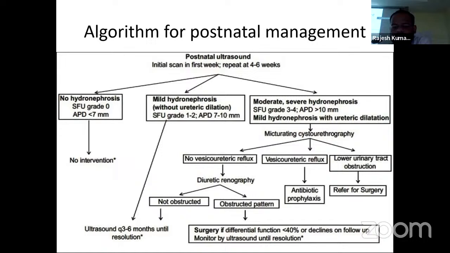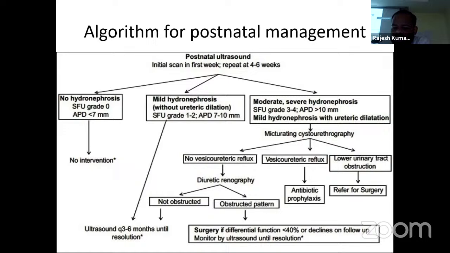When there is moderate and severe hydronephrosis, or SFU grade 3 and 4, and postnatal anterior posterior renal pelvis diameter is more than 10 mm, or mild hydronephrosis with ureteric dilatation, then go for micturating cystourethrogram. In micturating cystourethrogram, if reflux is present, then give antibiotic prophylaxis. If no reflux, then go for renal scintigraphy or diuretic renography, DTPA scan. If obstructive pattern, then go for surgery.